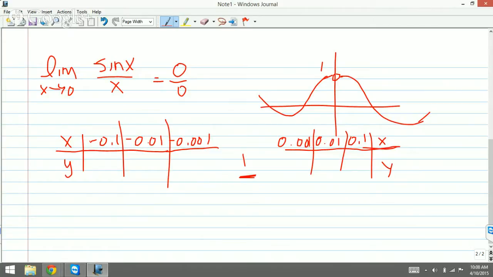So go ahead and plug negative 0.1 into your calculator. Sine of negative 0.1 over 0.1.